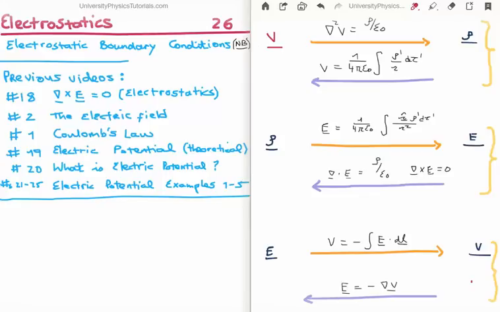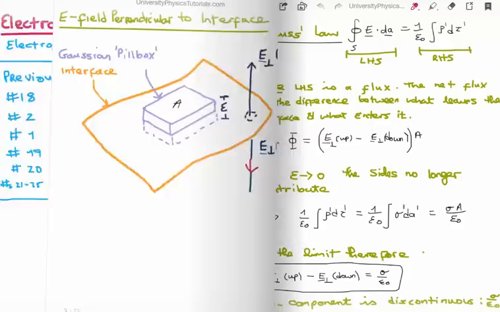Finally then, if you want to go between the electric field and the electric potential and back again, we can use that the potential is minus the integral of E dot dl, or that the field is minus the gradient of the scalar potential. So these six equations allow us to derive the electrostatic boundary conditions, and they are essentially the fundamentals of your electrostatics. So where do we go from here?